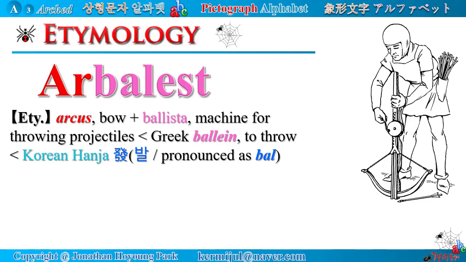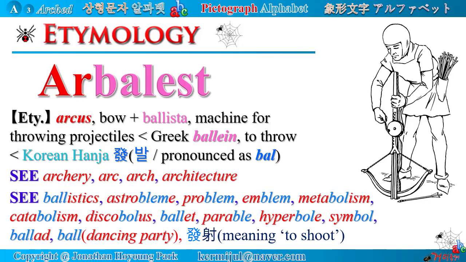Meanwhile, an English word ballista is a machine for throwing projectiles. There are many related words having Latin root arcus, such as archery, arc, arch, architecture, etc. In addition, there are many related words containing Greek root ballein meaning to shoot, such as ballistics, astroblame, problem, emblem, metabolism, catabolism, discobolus, ballet, parable, hyperbole, symbol, ballad, ball, dancing party, balsa, etc.